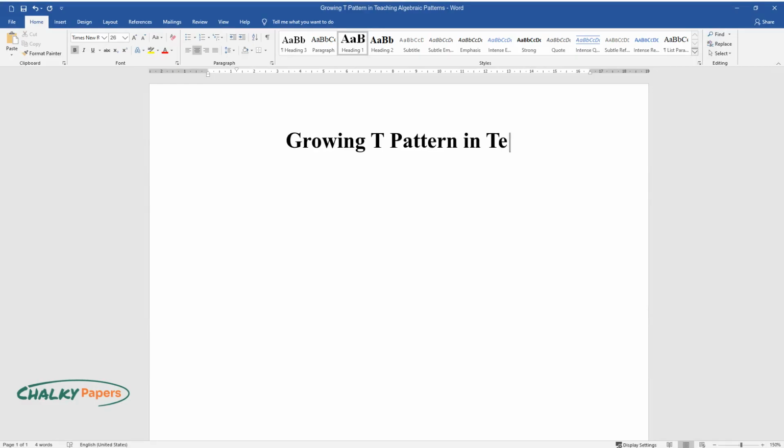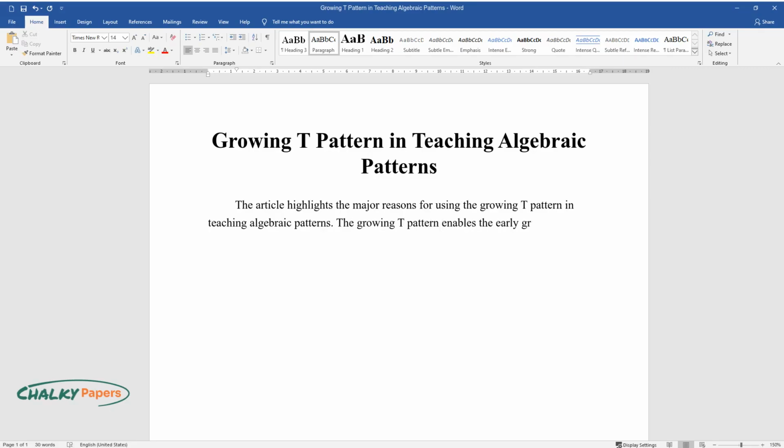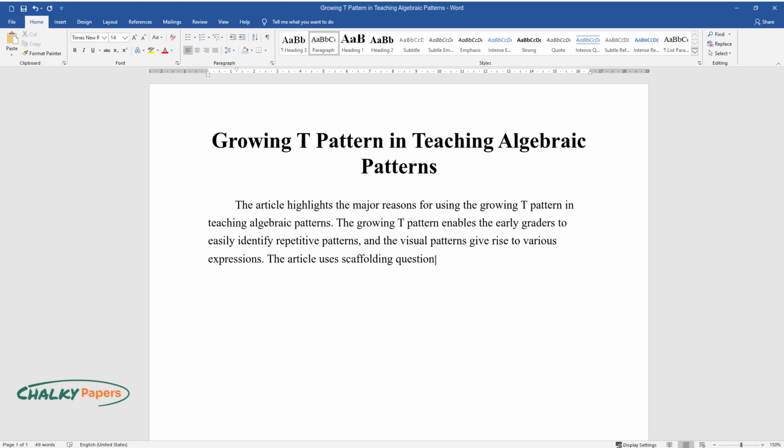Growing T pattern and teaching algebraic patterns. The article highlights the major reasons for using the growing T pattern and teaching algebraic patterns. The growing T pattern enables the early graders to easily identify repetitive patterns, and the visual patterns give rise to various expressions. The article uses scaffolding questions to present the common issues that hinder algebraic problem solving in early graders.